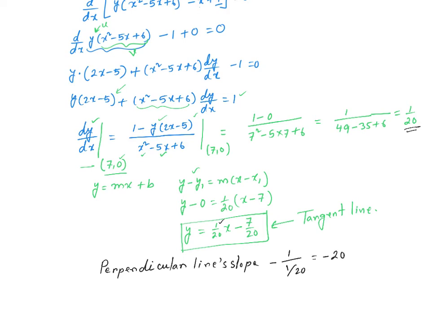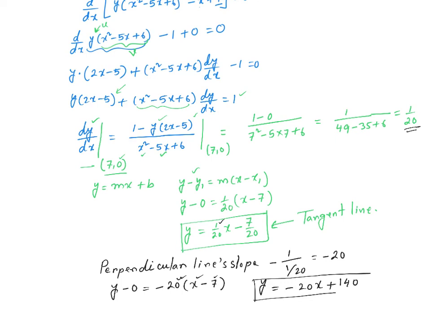Now once again the equation is going to be y minus y1 is equal to m times x minus x1. So it's going to be y minus 0 is equal to m, in our case now negative 20, times x minus x1. x1 is 7. If I simplify it further, I get y is equal to negative 20x plus 140, because negative 20 times x is negative 20x, and negative 20 times negative 7 is 140. So this, by the way, is my equation of the perpendicular line.